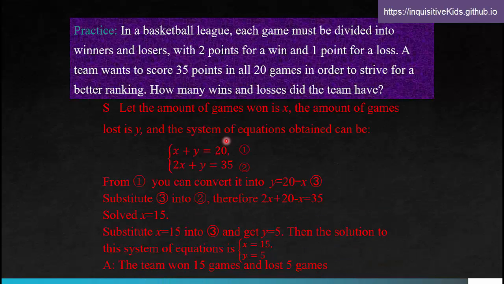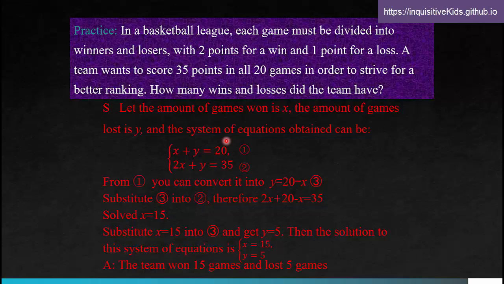Okay, so here is just the solution for another problem. In a basketball league, each game must be divided into winners and losers. So there are no ties. You either win or you lose. That's the rule, with 2 points for a win and 1 point granted for a loss. The team wants to score 35 points in all 20 games in order to strive for a better ranking. How many wins and losses did the team have?